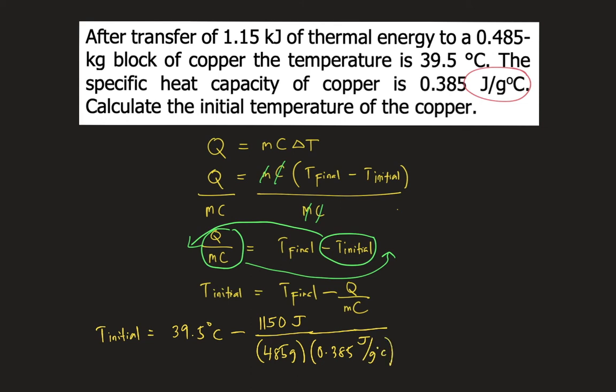Again, all the conversions we did, kilojoules to joules and kilograms to grams, are so that our units would be consistent with the given unit for c, which is joules per gram degree Celsius. So joules will cancel, grams will cancel, we are left with degrees Celsius. So if you are going to solve this problem, this is equal to 33.3 degrees Celsius. And that is the answer to the question.